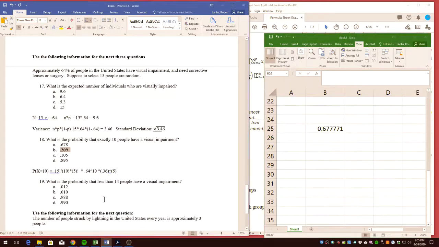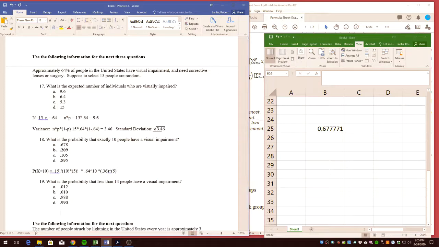Okay, so the next question, what's the probability that less than 14 people have a visual impairment? So here I want the probability that x is less than 14. Okay, so we said in class how would we find this? Well, I'd take every single number of successes that fits this criteria and add up all those probabilities. So the probability that x is, what's the first thing that fits this criteria? 13, plus the probability x is equal to 12, plus the probability x is equal to 11, all the way down to 0. That's using that binomial equation way too many times, so there has to be an easier way to do this.